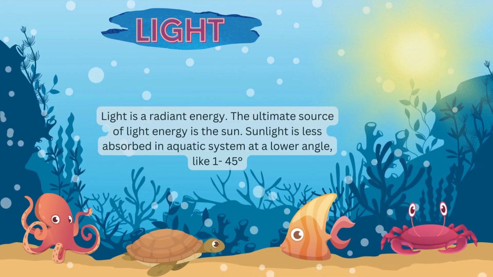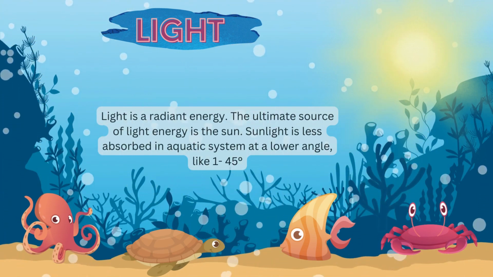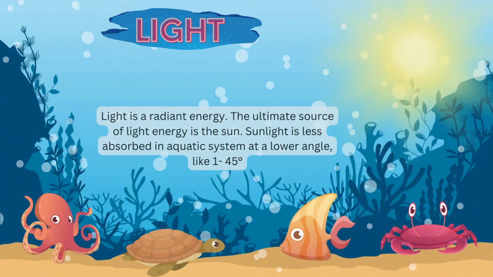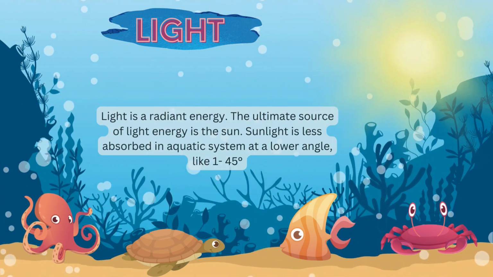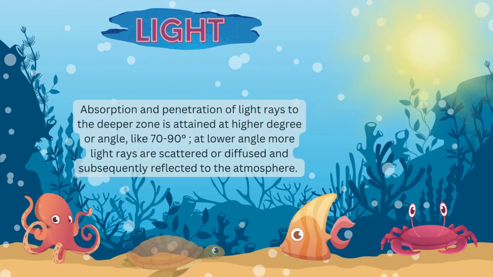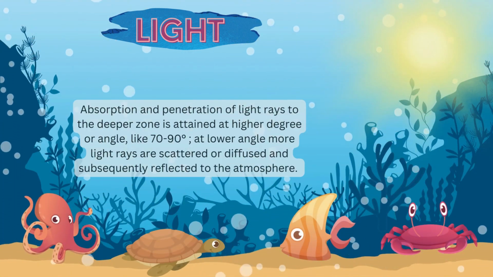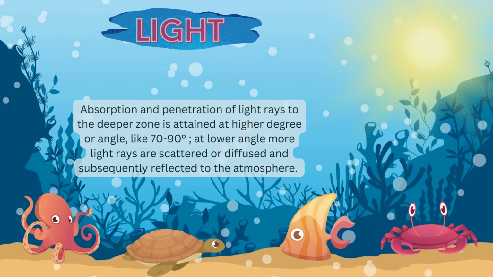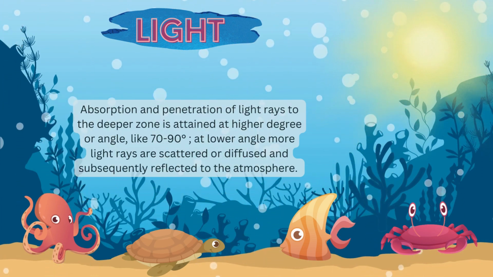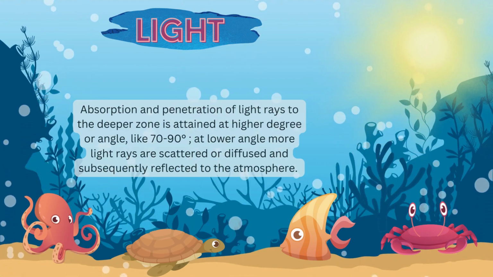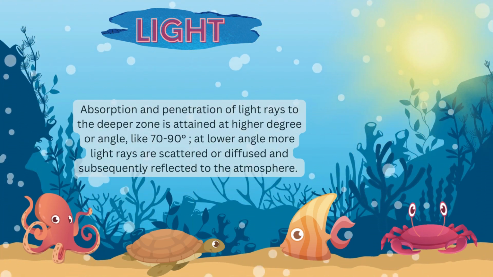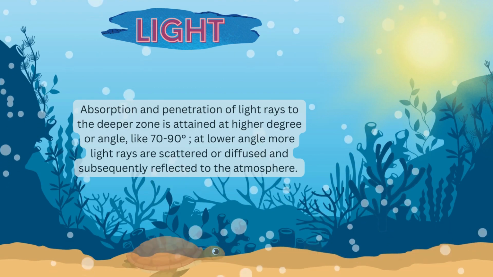Light is a radiant energy. The ultimate source of light energy is the sun. Sunlight is less absorbed in aquatic systems at a lower angle, like 1 to 45 degrees. Absorption and penetration of light rays to the deeper zone is attained at a higher angle, like 70 to 90 degrees. At lower angles, more light rays are scattered or diffused and subsequently reflected to the atmosphere.